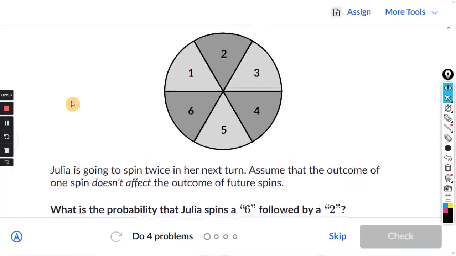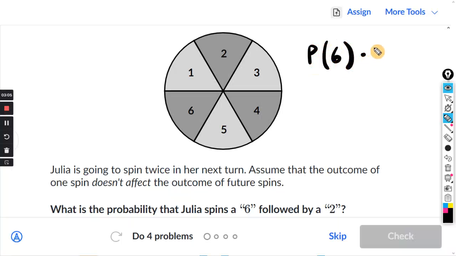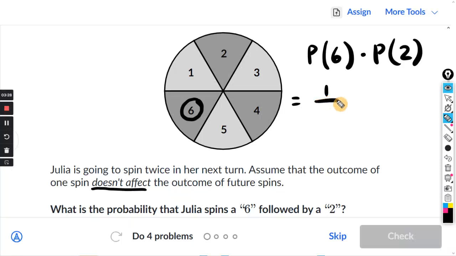All right, so we are just multiplying here. We'll start with the probability of spinning a 6, and then we'll multiply that times the probability of spinning a 2. It says the events don't affect each other. So what is the probability of getting a 6? Well, these are all equal size segments here. And here's the 6. That's one option out of how many? Well, there's 6 total options, so the chances of getting a 6 is just 1 out of 6.